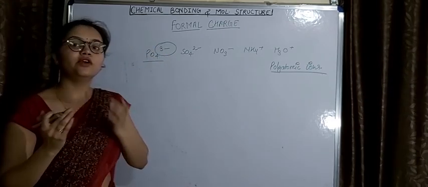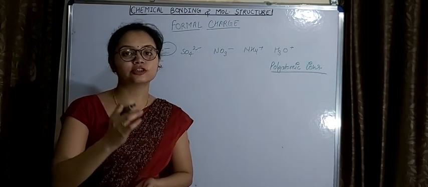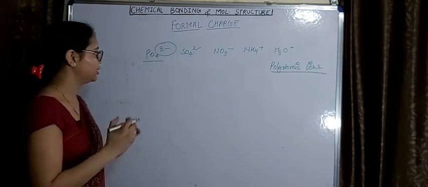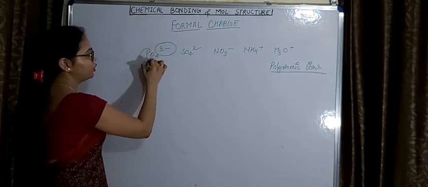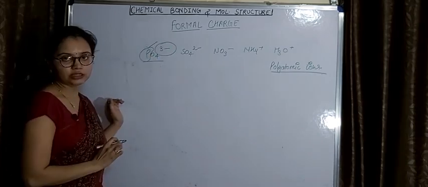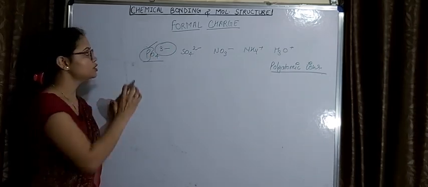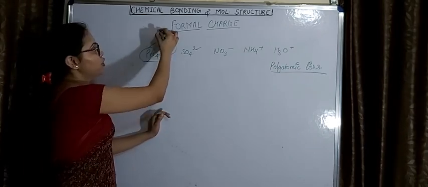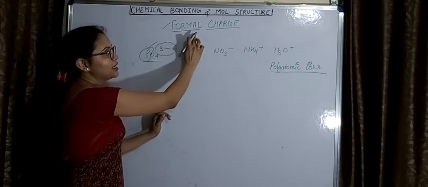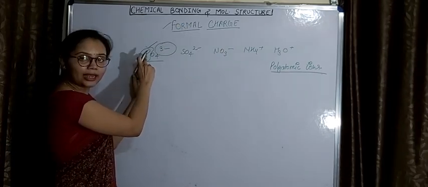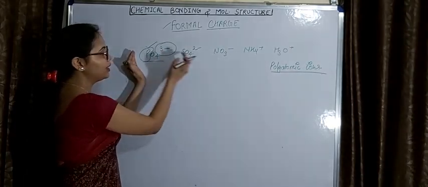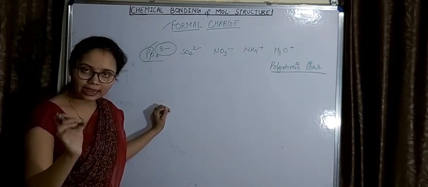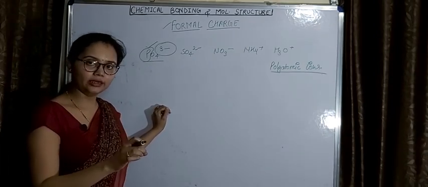Now if we want to calculate the charge of phosphorus or oxygen separately, okay, individually, then what will we do? Suppose we want to calculate the charge on phosphorus in phosphate ion, okay? So in these cases we have to calculate the formal charge, okay? So now what is formal charge? Formal charge is the charge of a particular atom in a polyatomic ion, okay?